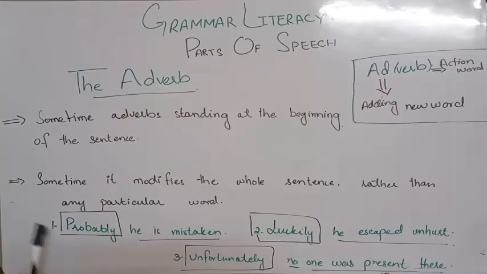Now look at the three examples. Probably he is mistaken. Luckily he escaped unhurt. Unfortunately no one was present there. So: he is mistaken, he escaped unhurt, no one was present there. Here the words probably, luckily and unfortunately depend on the whole of the sentence, and these adverbs are at the beginning of the sentence. You have seen that the sentence starts with them, and they depend on the rest of the sentence.